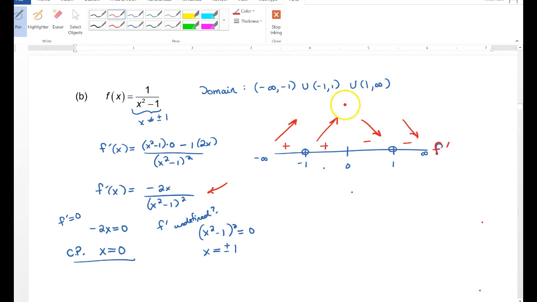So the only place that there was a switch is right here, which implies that there's only a local maximum, which also ends up being the absolute maximum, just because there's no other values that go above this. There are no minimums.